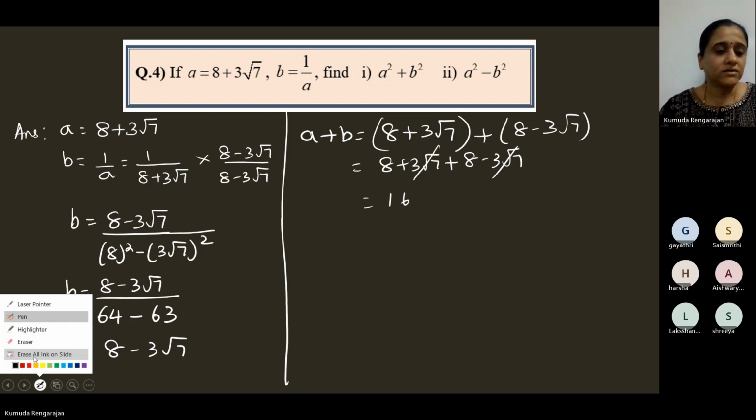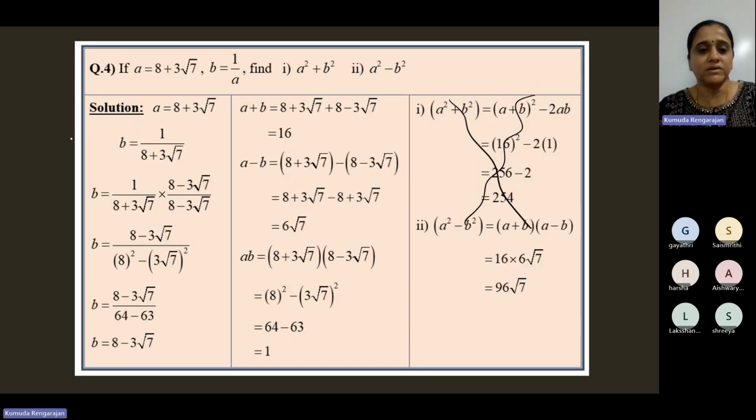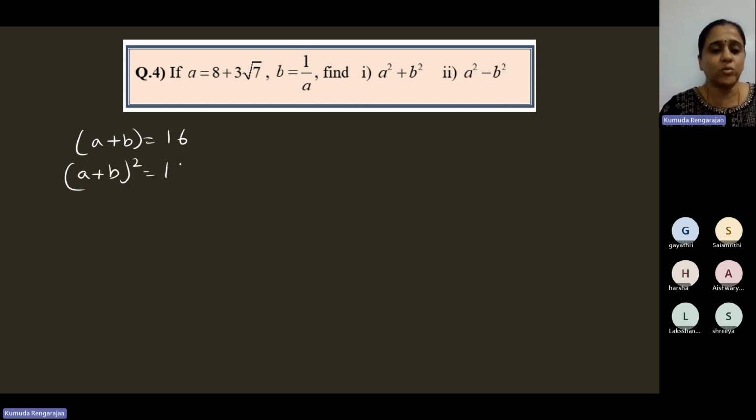Now find A square plus B square. What is A plus B? A plus B is equal to 16. Square it on both sides. So A plus B, the whole square is equal to 16 square. Correct? So A square plus 2AB plus B square is equal to 16 square, which is 256.